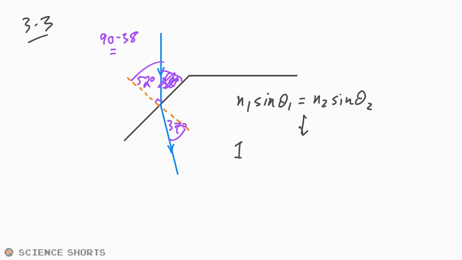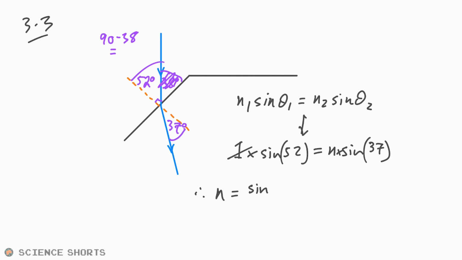This ends up being 1 times sine of 52 equals n2. That's what we're looking for. So I'm just going to call that n times sine of 37. So rearranging this, 1 disappears, of course. n is equal to sine 52 over sine 37. And that gives us 1.3, let's say.